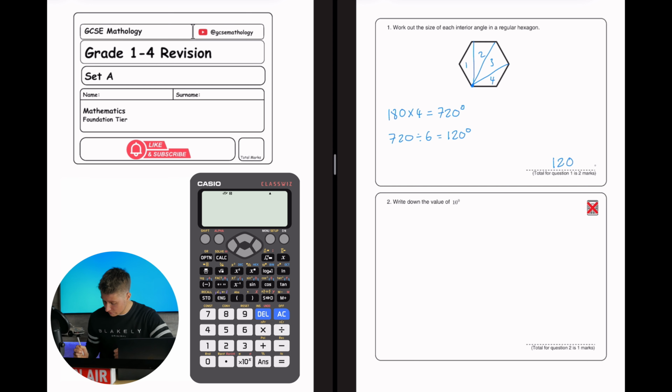Question 2 says write down the value of 10 to the power of 0. Well, anything to the power of 0 is always 1. So the final answer for this question is 1.